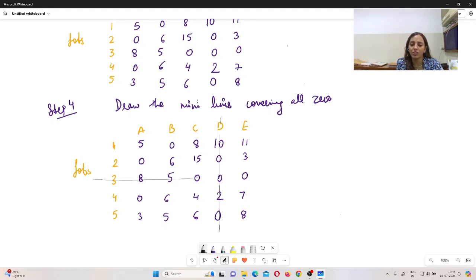So what we'll do, we will delete this. The main purpose is to covering all the zeros but minimum number of lines. Right? Now check how many zeros are there. Again 1 zero over there in the fourth one. Fifth we don't have any zero.